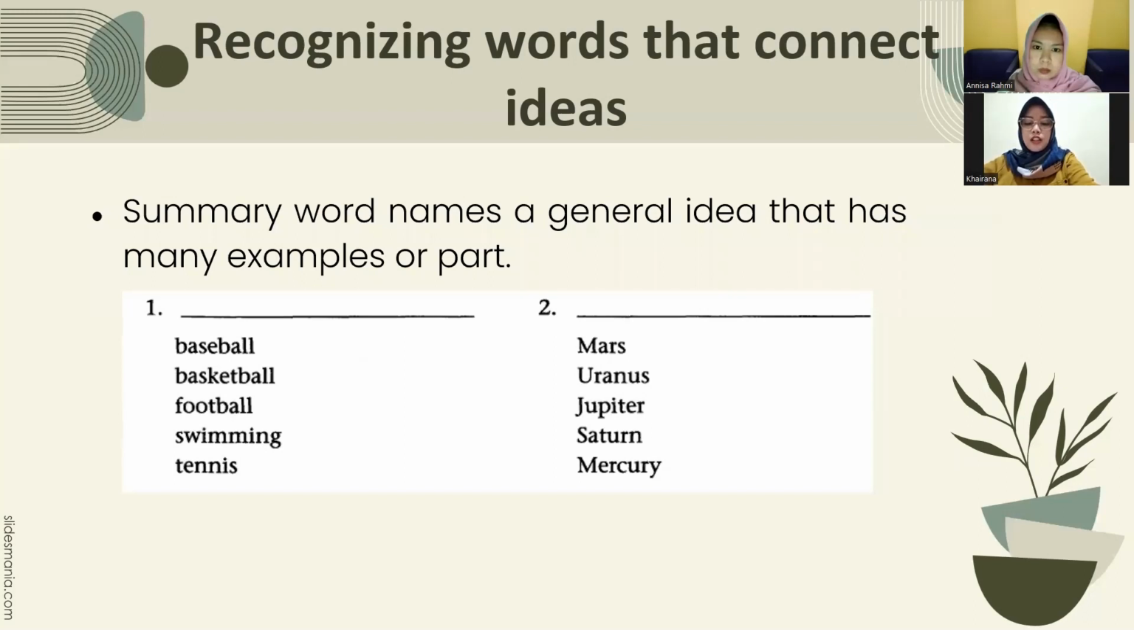A summary word names a general idea that has many examples or parts. From the example in the two questions below, we can see there are some words. The first question contains baseball, basketball, football, swimming, and tennis. From these words, we can conclude that it is the name of a kind of sport. And then in the second question, we can see Mars, Uranus, Jupiter, Saturn, and Mercury. From the words, we can conclude it is the name of planets. So that is how you use summary words. In using summary words, we look at the examples of words or parts mentioned in the text, and we summarize those words to get the general idea.